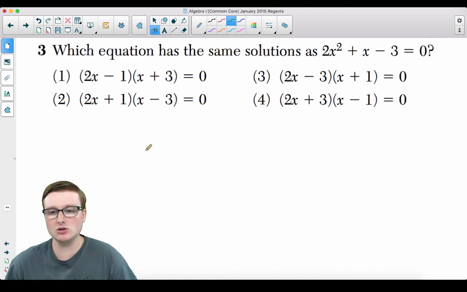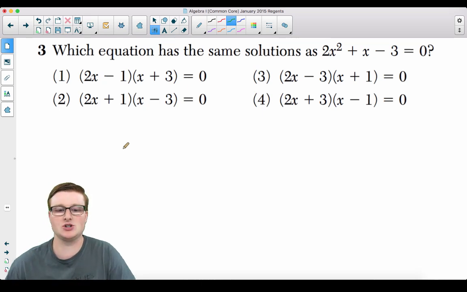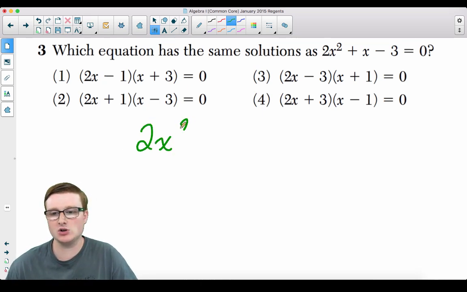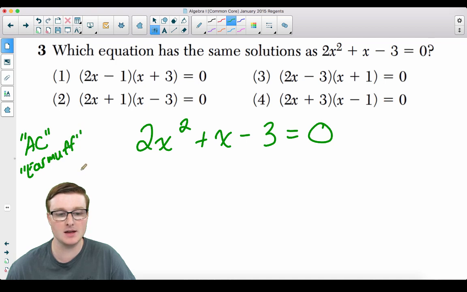Which equation has the same solutions as 2x squared plus x minus 3 equals 0? Here's the biggest deal with this question. There are many teachers who teach it like me, and there are teachers who don't teach it my way. I do what's called the AC method, which people also call the earmuff method. I call it the earmuff method.